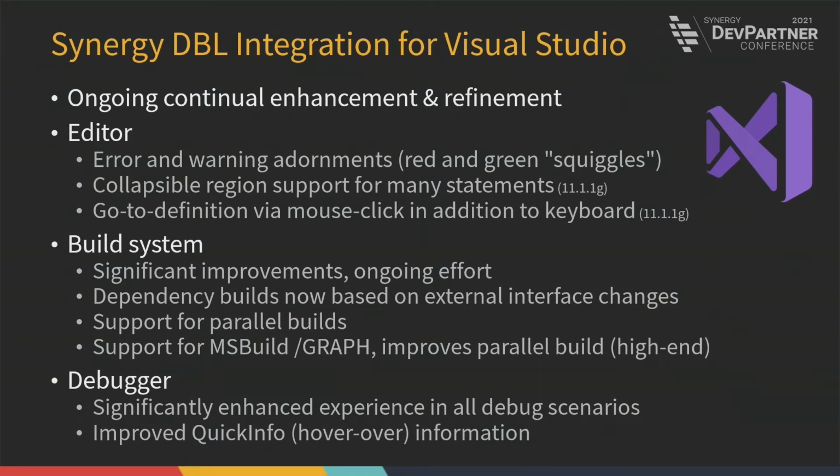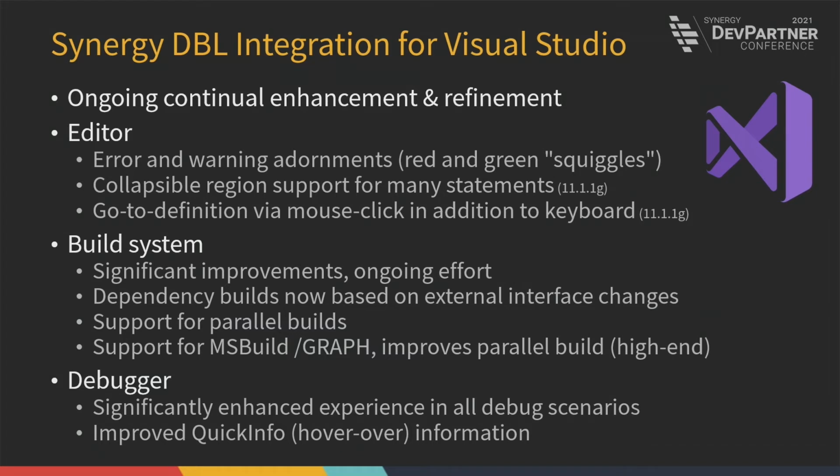We've also added support for doing parallel builds, and we've also added support for a new MS build option called /graph. This was a specific customer request, which basically improves that parallel build performance, but only at the very high end. The debugger is also in Visual Studio significantly enhanced across the board in all debugging scenarios, particularly with traditional Synergy debugging, but not exclusively, but taking advantage of the rewrites of the traditional Synergy debugger. So debugging is in much better shape.